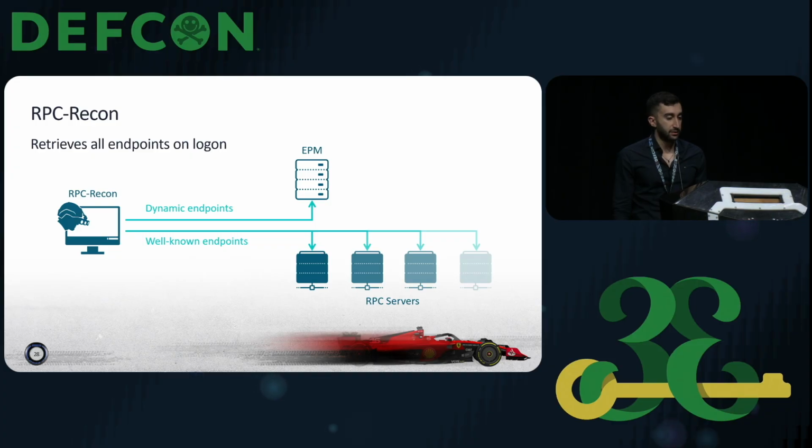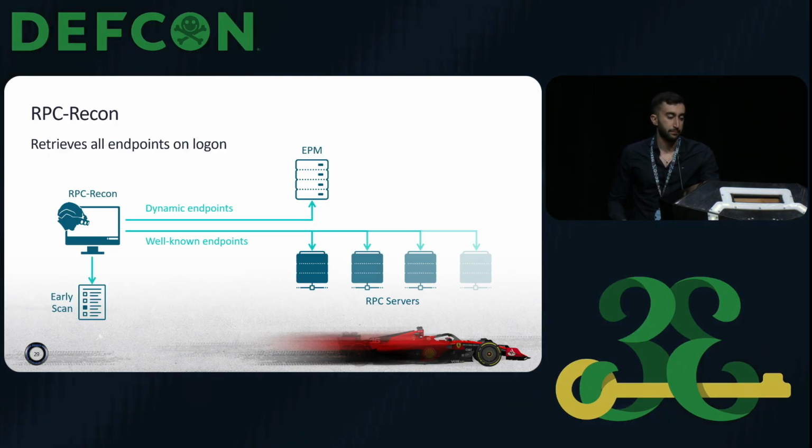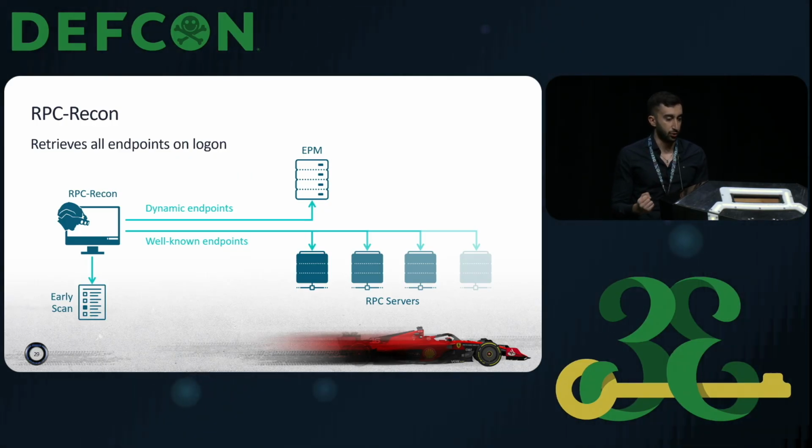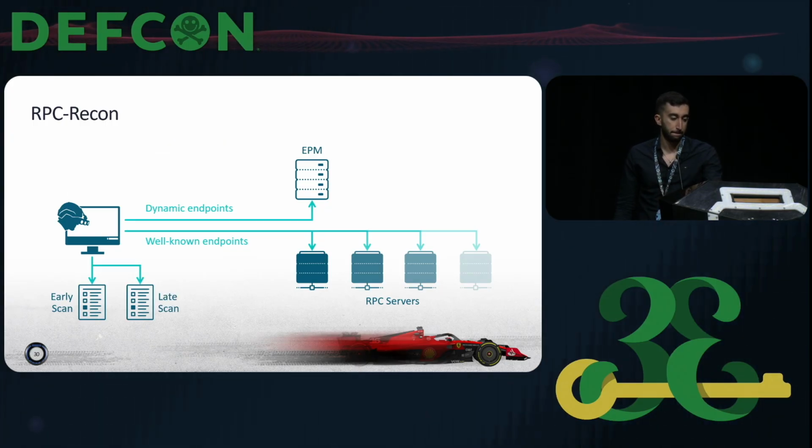I needed a comprehensive tool that knows how to retrieve both types of endpoints, so I developed RPC Recon. The purpose of it is to find interfaces that can be registered right after the system boots, before most services are launched. It is designed to be launched with a scheduled task when a user logs on. It will query the EPM and scan the memory of processes to gather a list of all the interfaces that are registered early in the boot process.